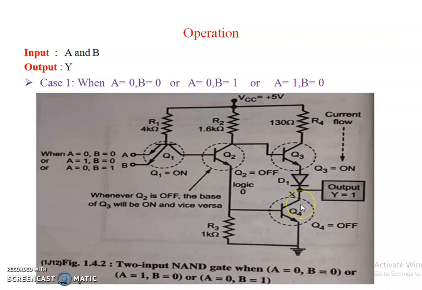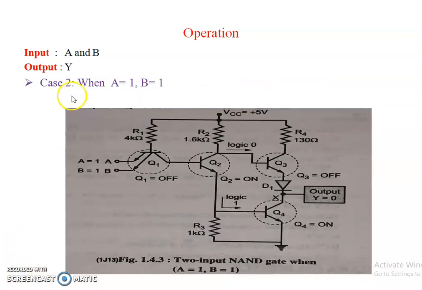Okay, and transistor Q2 will be in off state. All the current flows into the base of transistor Q3, and the base emitter junction of Q3 will be forward biased and the collector base junction will be reverse biased. Q3 will be in on state and Q3 acts as an emitter follower producing output, that is Y equal to 1. It means high state.